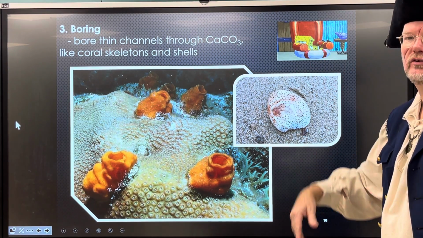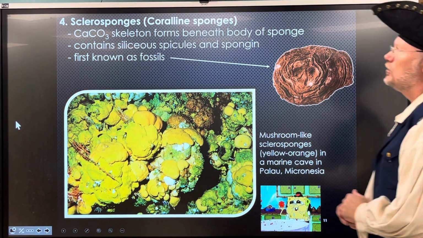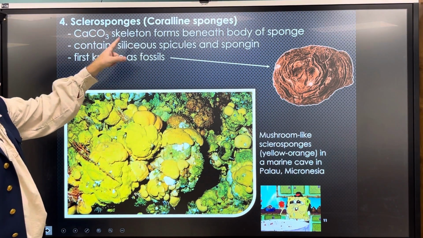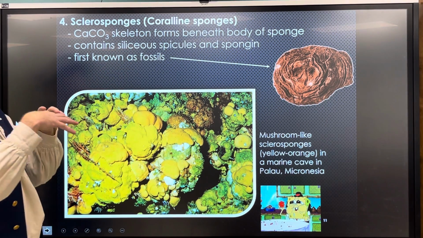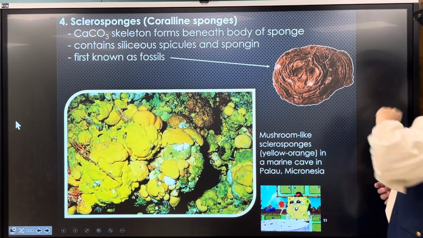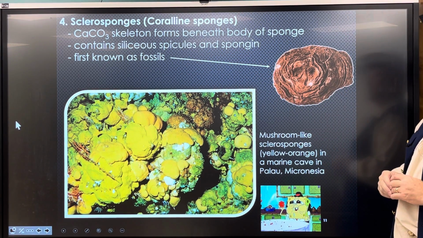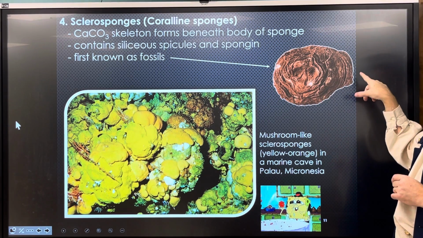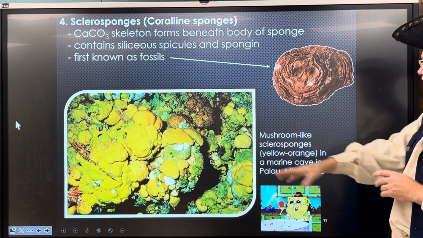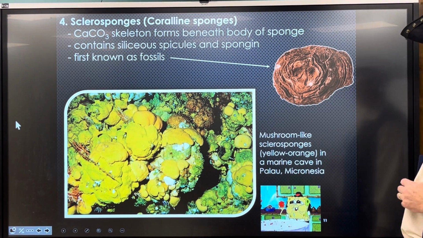Not a bored sponge. All right, then we've got sclerosponges, which are also called coralline sponges. So these sponges are called that because they have a calcium carbonate skeleton beneath their body of spongin. Okay? That should probably say spongin, I-N, at the end. They have siliceous spicules and spongin, and these are some of the first known fossils of animals. This type of sponges, sclerosponges. And this is mushroom-like ones that are in Palau in Micronesia.